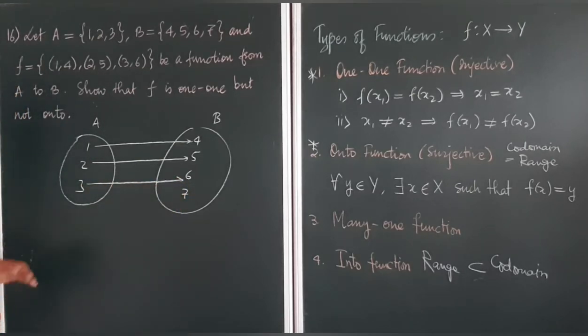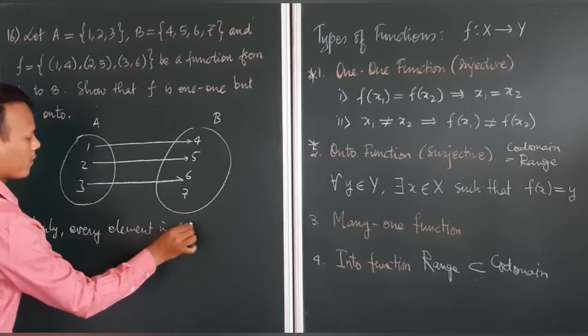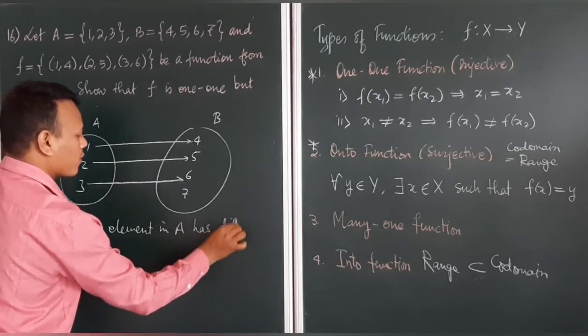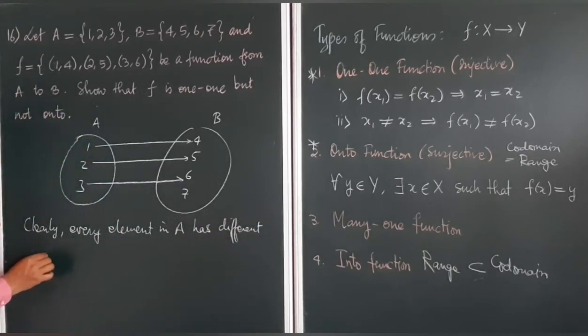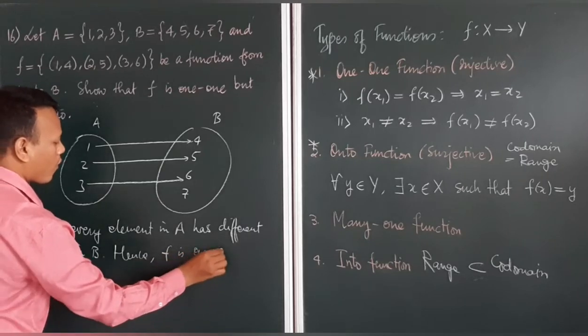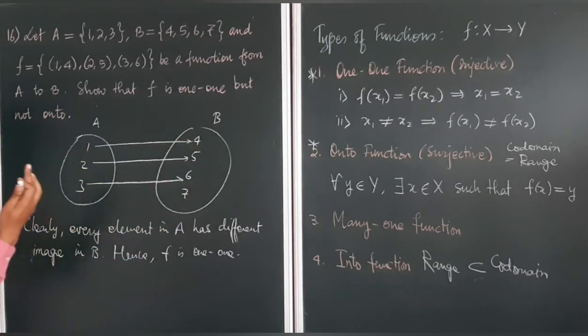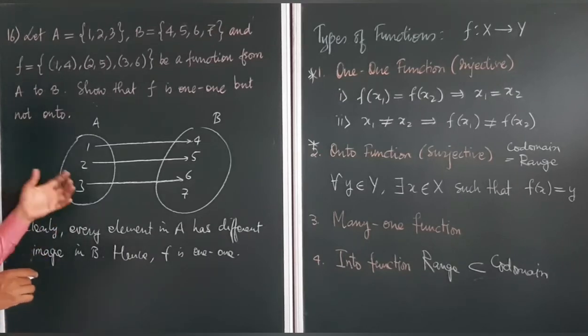The question says, prove that the function is 1, 1 but not onto. It is 1, 1 because every element in A has a different image in B, isn't it? So since every element in A has different images in B, the function is 1, 1 as per definition. Now we need to show that the function is not onto.